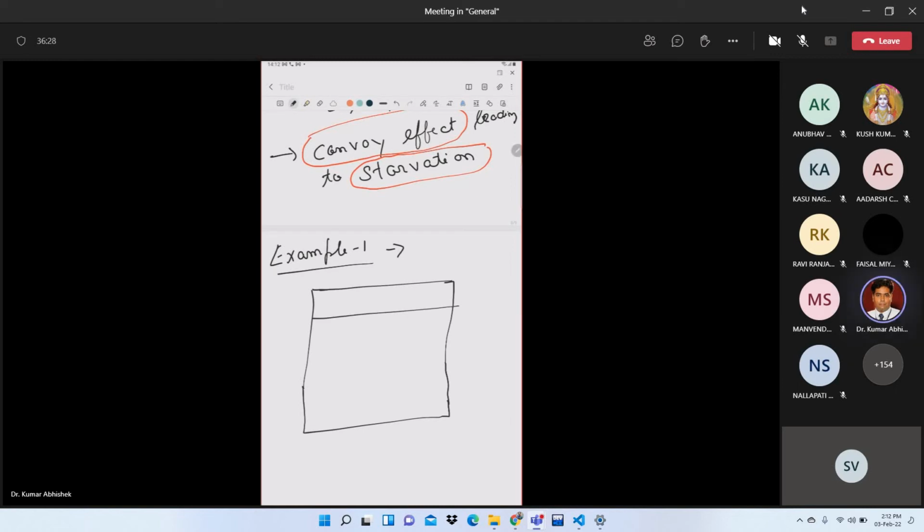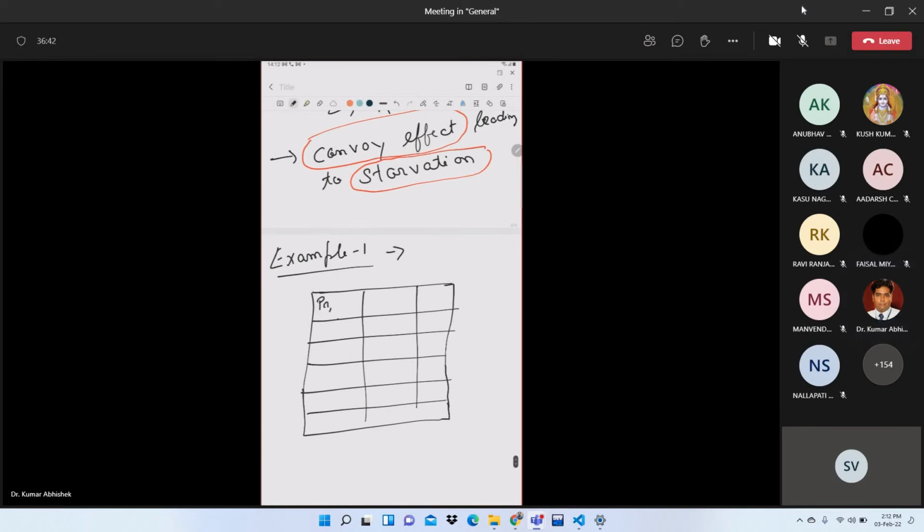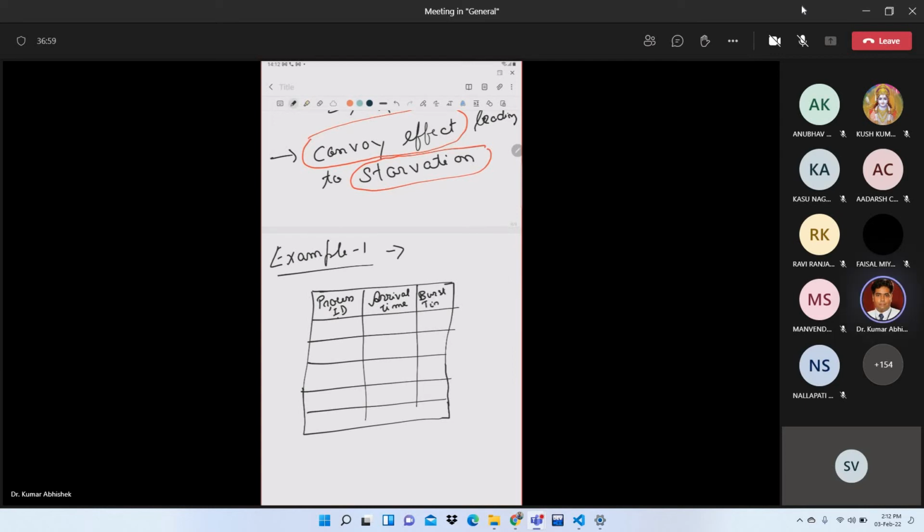So say I have 3 columns like this. Here I have process ID, arrival time, and burst time. We have 5 processes, say P1, P2, P3, P4, P5. And we have the values.